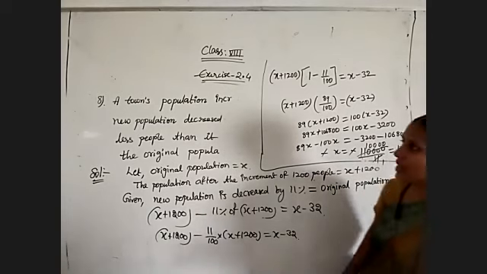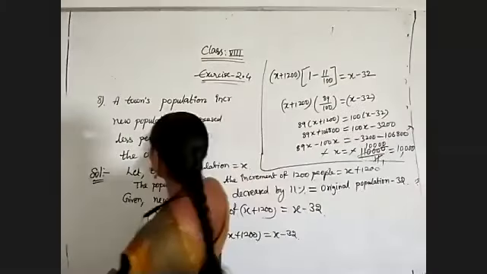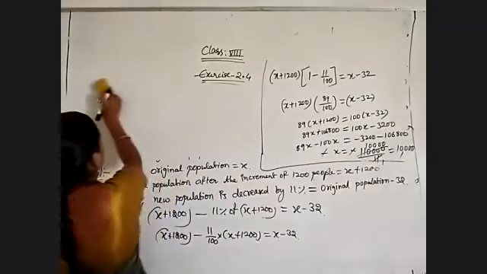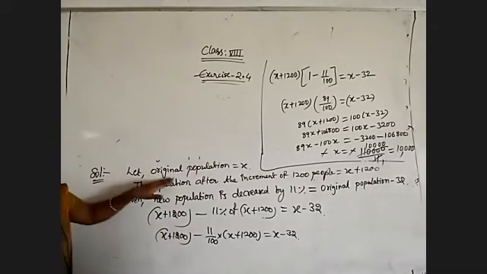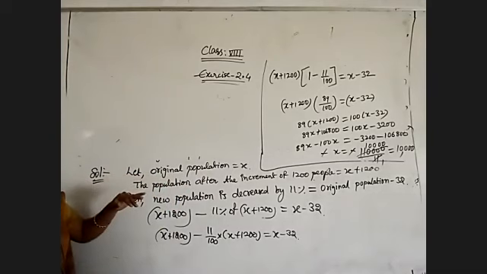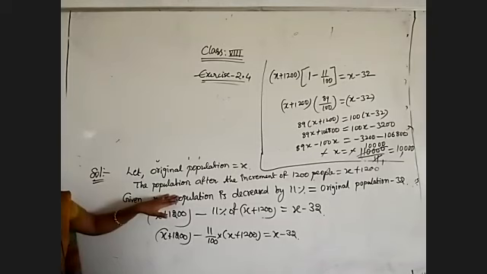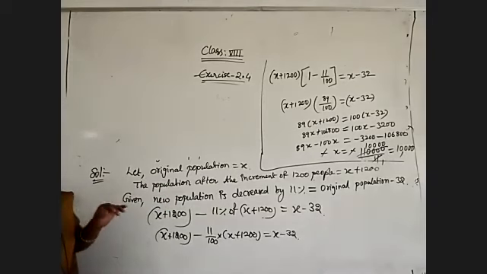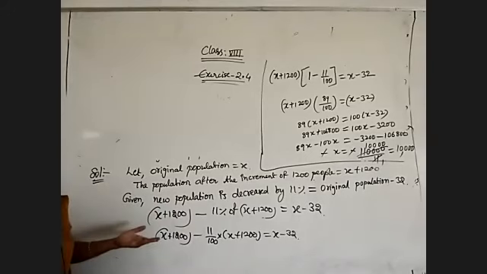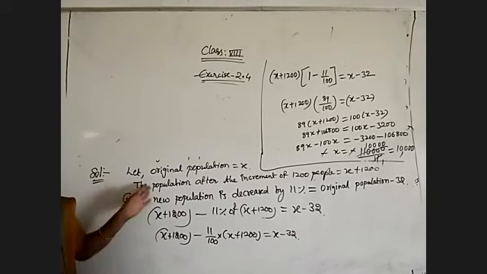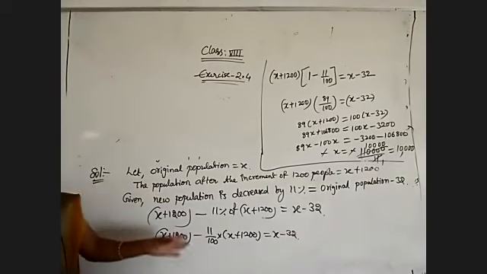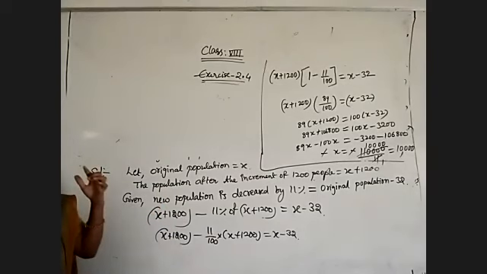So once again I am explaining. Listen. My question is, the population of the city is actually x. After 1200 increment, it will become x plus 1200, the new population. And that new population, whatever x plus 1200 is, is decreased by 11%. Then the resultant population is 32 less than the original population. So that is the important point.